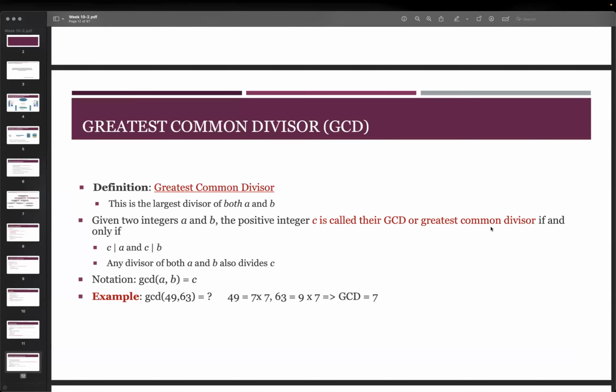In math we always use this term, if and only if. That means it goes both ways. So any divisor of both A and B also divides C. Okay, and for the notation we write GCD(A, B) equals C. So if we need to find the GCD of 49 and 63, 49 is 7 times 7, and 63 is 9 times 7. So the common GCD will be 7.